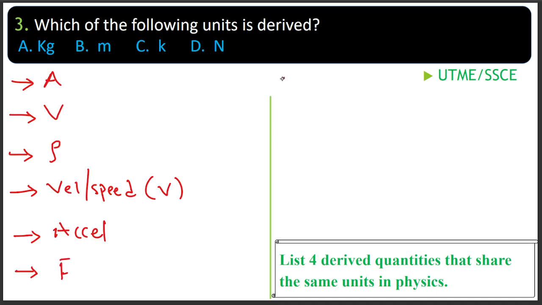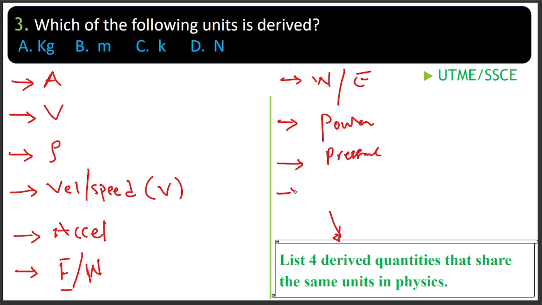And then work slash energy, all right, they share the same SI unit. Now force or weight, the unit of force and the unit of weight are the same. Now notice here that this question says list 4 derived quantities that share the same unit in physics. So we've already listed 2 of them. This one is number 1, force and weight, and then work done and energy, they also share the same SI unit. Now the next one should be power, okay, power, and then you know pressure.